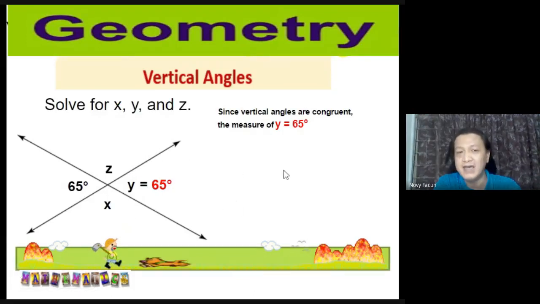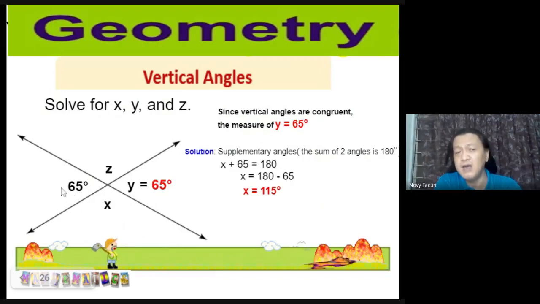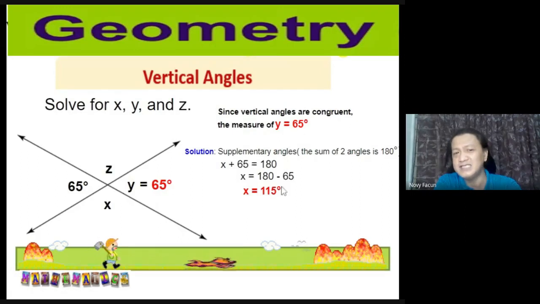And then, you can now solve for z or x. O dito muna tayo kay x. So to find the value of x, using the supplementary angles or the linear pairs concept. So we all know the sum of two angles is 180. Ibig sabihin nito, kung 65 to x to, yung sum nila ay 180. Para malaman natin yung x, iso-subtract natin. Kaya ang equation natin ay x plus 65 equals 180. Then transpose yung 65 sa kabila, magiging minus. Kaya 180 minus 65, the difference is x equals 115. So ito yung value ng x natin.